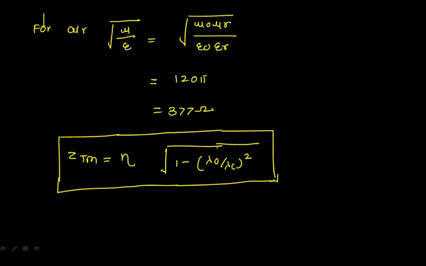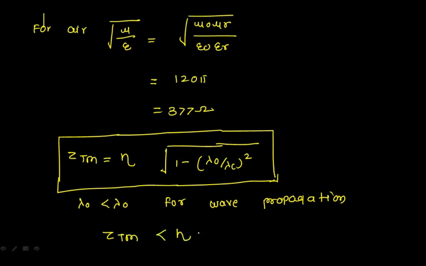Now we know that this is lambda 0 and this is lambda c. So to have a propagation, lambda 0 is always less than lambda c. This is the fact for wave propagation. So here, if lambda 0 is less than lambda c, obviously this value will be less than 1. Something 1 minus something which is less than 1. So I can say your ZTM will always be less than neta.